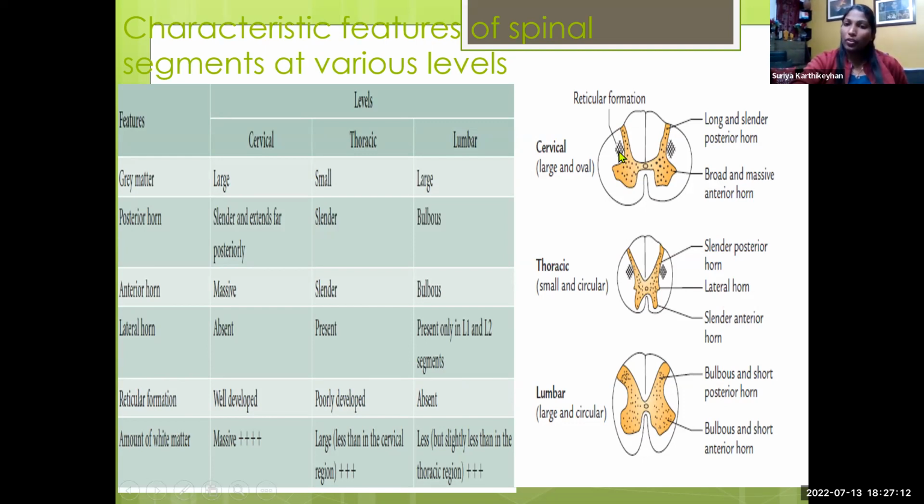And coming to the reticular formation, can you see these are the reticular formation? The reticular formation is well developed in cervical spinal segments, whereas in the thoracic spinal segments, it is poorly developed. It is absent in lumbar segments. So we have to differentiate the spinal segments. They have characteristic features, and with the help of these, we have to differentiate all of them.